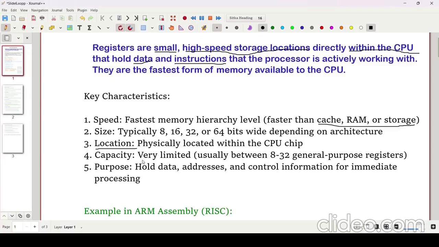If you talk about capacity, it is very limited, usually between 8 to 32 bits for the general purpose registers. I will discuss general purpose registers in other videos. In this video, I am just giving you an overview of registers with the help of some examples. And what is the purpose of registers? They hold the data, the addresses of instructions, and control information. Control information means whether you are writing to or reading from a memory address, which is used for immediate processing.